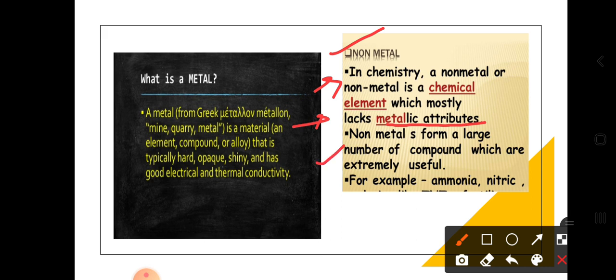Non-metals form a large number of compounds which are extremely useful. Examples are ammonia, nitrogen, carbon, oxygen, hydrogen. So these are the examples of non-metals. We are going to discuss their properties one by one. I am just giving you an introduction to the concept of metals and non-metals. While learning, don't get confused between metals and non-metals.